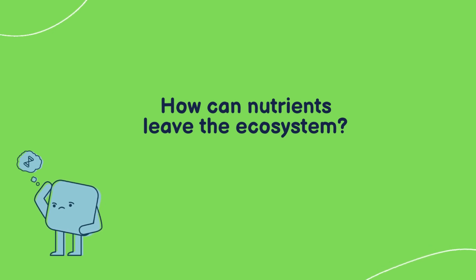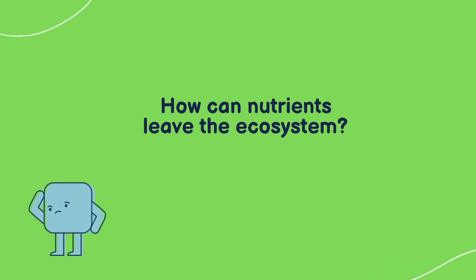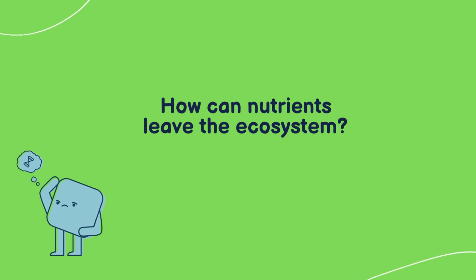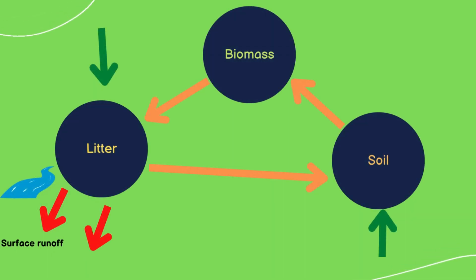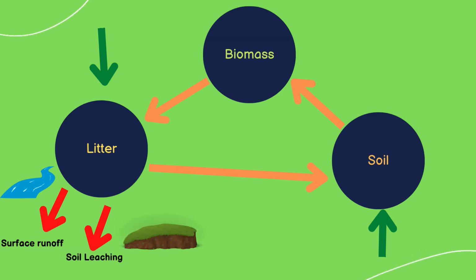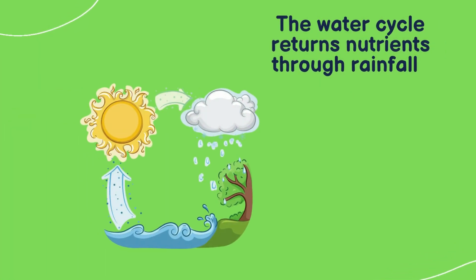So now we know how they enter the ecosystem. Now we know how they recycle through the ecosystem. How can nutrients exit the ecosystem? Well, it's 2 ways. Dead litter on the surface carrying the nutrients may end up in the rivers through the process of surface runoff. Any nutrients that make it back into the soil may also end up in the rivers due to soil leaching. Either way, the nutrients may end up in the water cycle, which can lead to re-entry of the ecosystem through rainfall, and the process may repeat again.